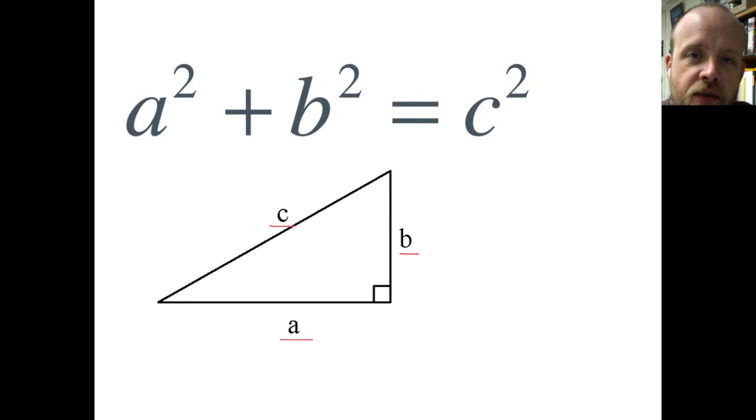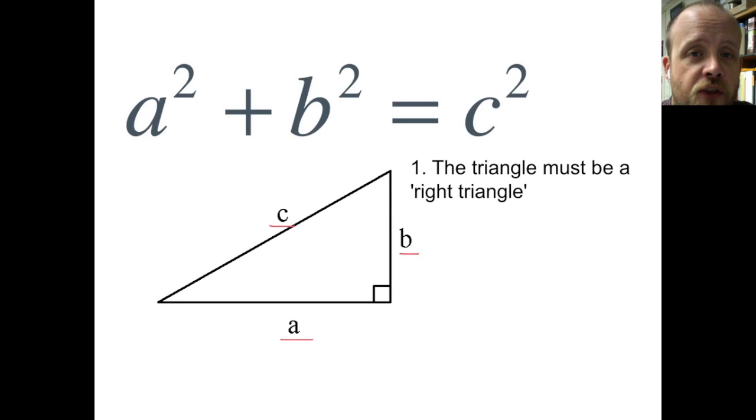Now, the beauty of this is that there are really only three things you need to be able to do to apply this formula. Number one, the triangle must be a right triangle. That is, a right triangle means that it has a single 90-degree angle somewhere in the triangle. In this case, it's denoted by this little symbol.